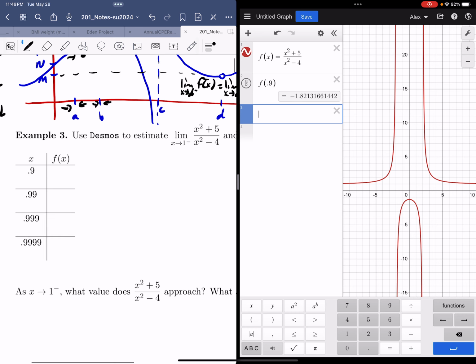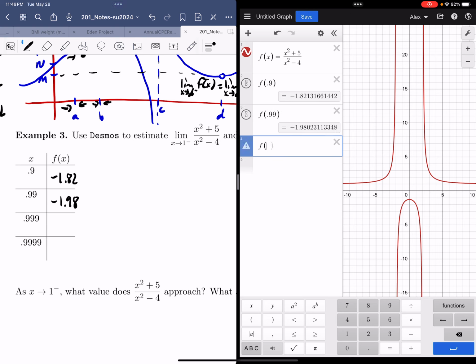There, and I'll fill it in a sec. For f of, actually, maybe I can just do that right now. I'll say negative 1.82-ish, okay? For f of 0.99, well, that's a bit closer to 2, I guess. Negative 1.98-ish.